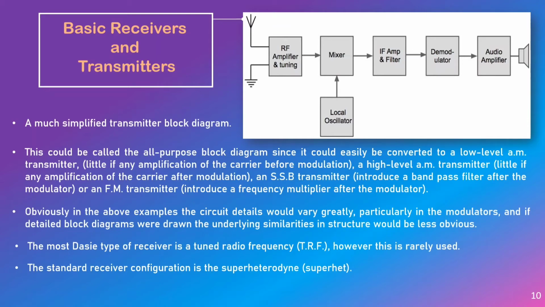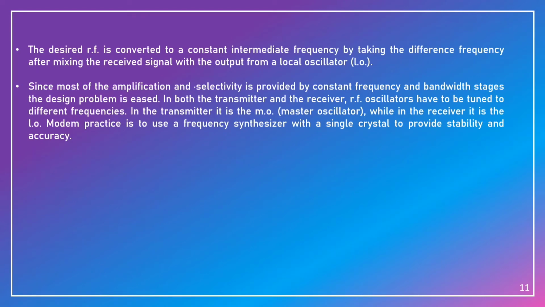The standard receiver configuration is the superheterodyne, that is, superhet. A desired RF is converted to a constant intermediate frequency by taking the difference frequency after mixing the received signal with the output from a local oscillator, LO. Since most of the amplification and selectivity is provided by constant frequency and bandwidth stages, the design problem is eased.